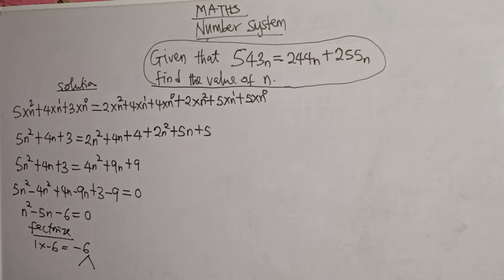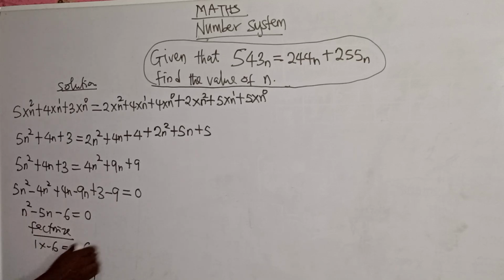Then we look for two numbers. We look for the factors of 6 such that when we add or subtract them, we have minus 5, but when we multiply them, we have minus 6. So the numbers are 6 and 1. So this will give us minus 6 and plus 1. If you say minus 6 plus 1, we'll have minus 5. Then minus 6 times 1, we have minus 6. So we now use minus 6 plus 1 to replace 5.